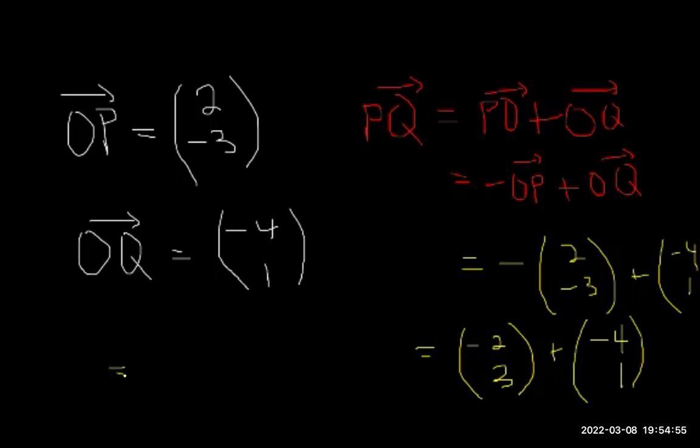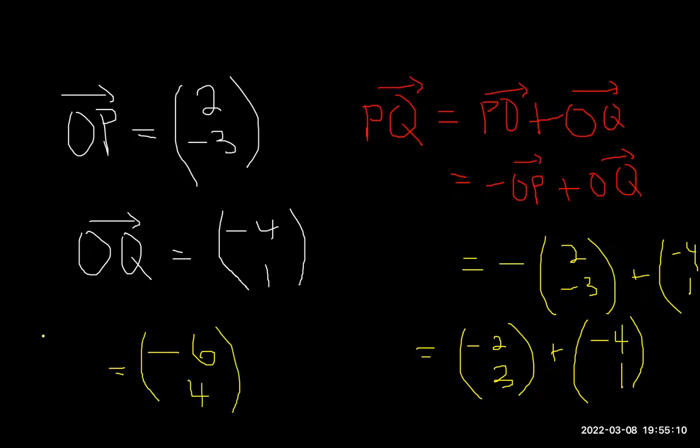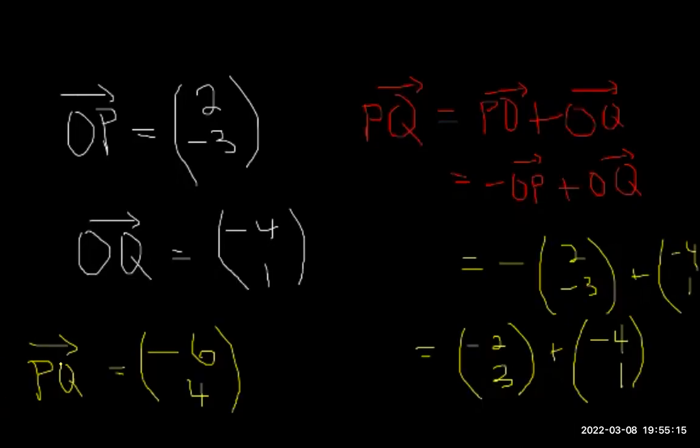We're dealing with the components separately. So the x components: minus 2 plus minus 4 is minus 6. And then 3 plus 1 is 4. This is the column vector for the vector PQ, and this vector is the vector I would be using to find the unit vector. Do you understand that so far? Yes, Miss. Nice.